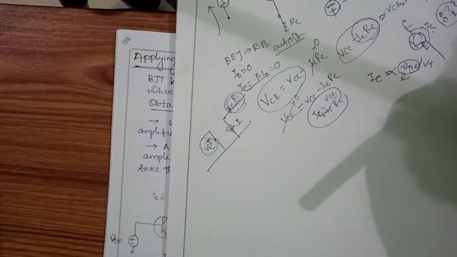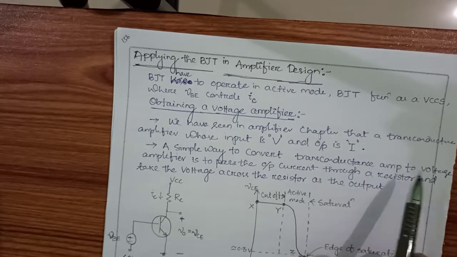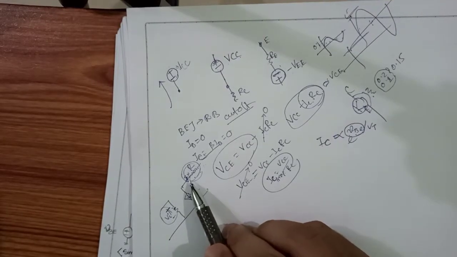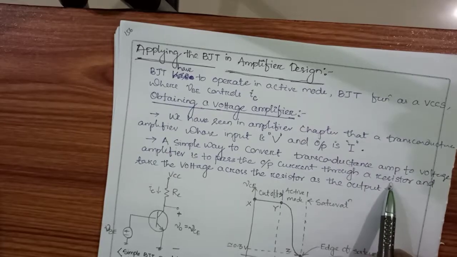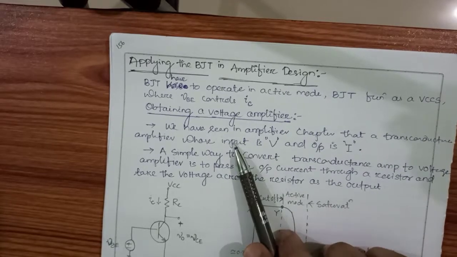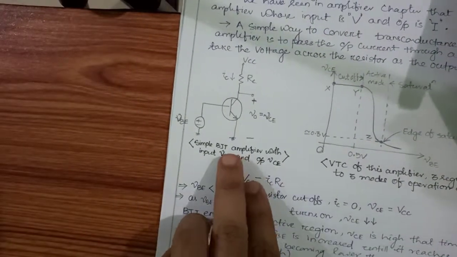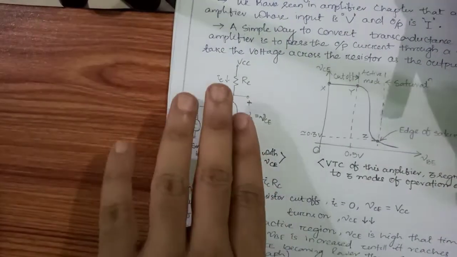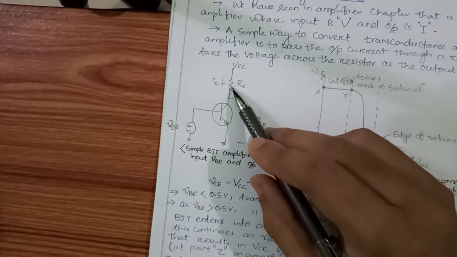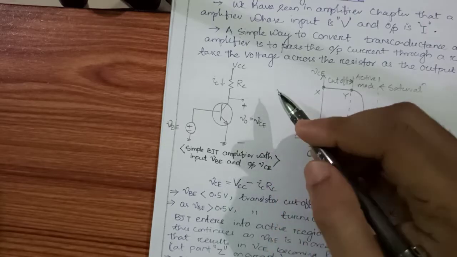Okay, so along with the transconductance amplifier, a simple way to convert it to a voltage amplifier is to pass the output current across a resistor and take the voltage drop across this resistor. Then my output is voltage and my input is voltage, so it acts as a voltage amplifier. Now this is the simple BJT amplifier. The input voltage is applied over here, this is the output current, and across the output current we have connected a resistor, so the drop can be measured.